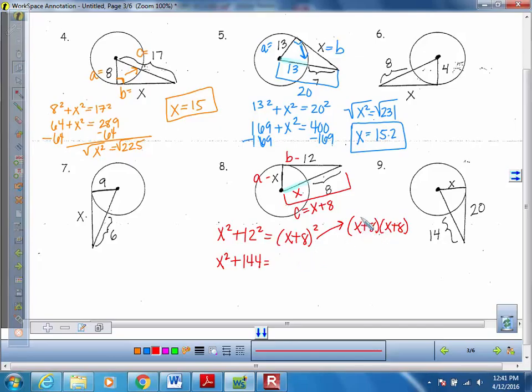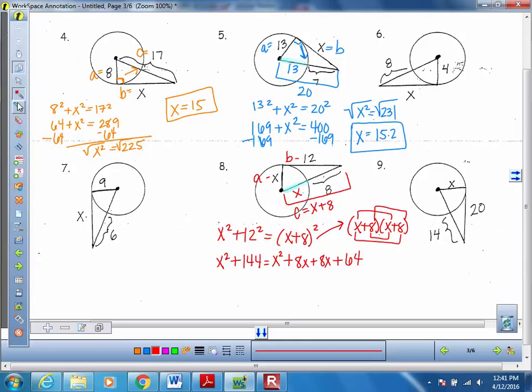So we're going to do first times first, which is x squared. We're going to do outer times outer, so x times 8, which is 8x. Then we're going to do inner times inner, which also gives me 8x. And then we do last, which is 8 times 8. So that's 64. Okay, immediately you see that we have x squared, right? How many of you are like, crap, we have to factor?